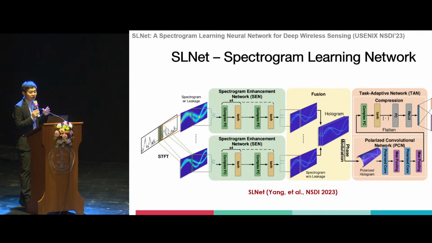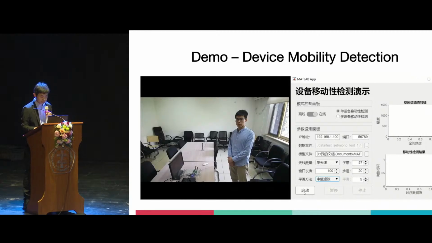Finally, we combine SEN and polarized convolution into a complete spectrogram learning network. It is especially suitable for gesture recognition, fall detection, and activity recognition, where we need high frequency resolution. This is a video demo.